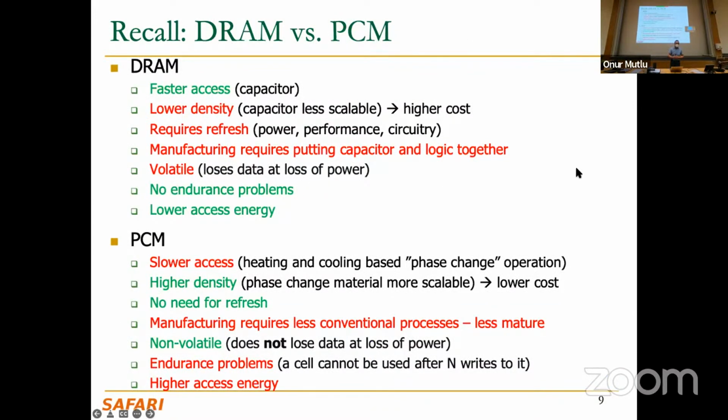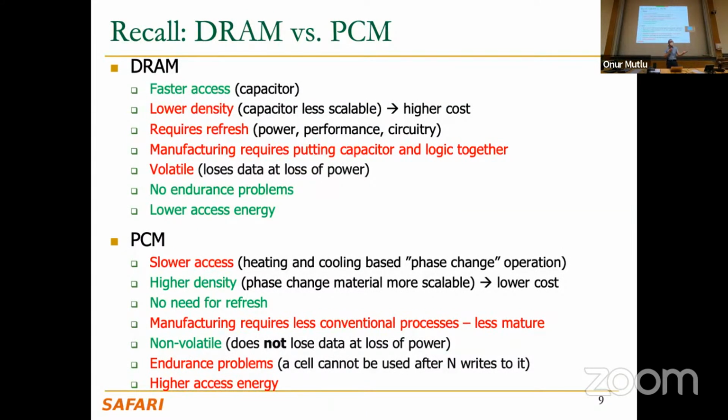And recall that this was what we discussed, the trade-offs between DRAM and PCM, and the trade-offs are there, as you can see over here, because there are different things that come into play with phase change memory, like endurance problems. There are no endurance problems in DRAM, but there are endurance problems in PCM, and there's non-volatility. PCM is non-volatile, which enables it to be used potentially as main memory replacement, as well as an SSD replacement.